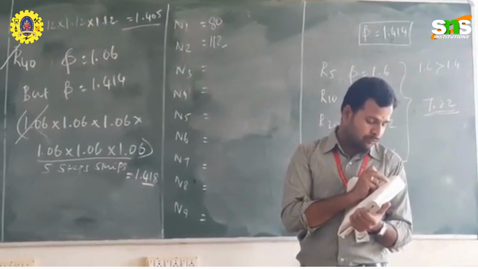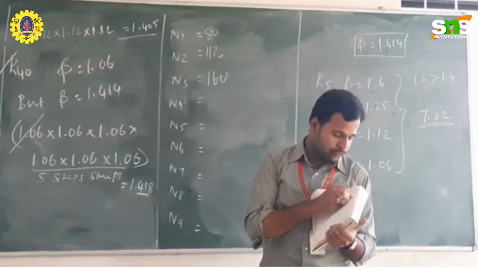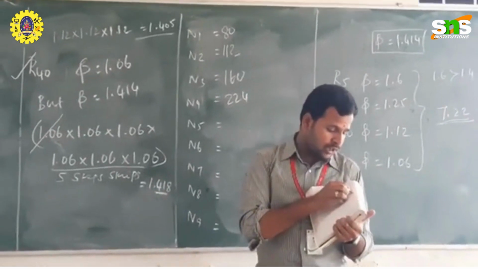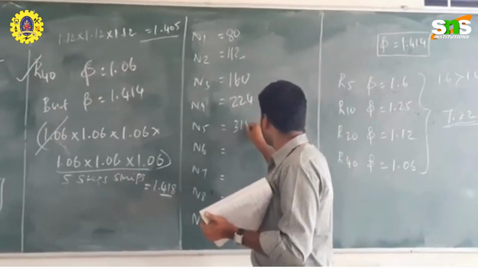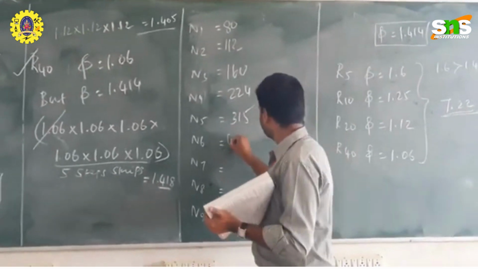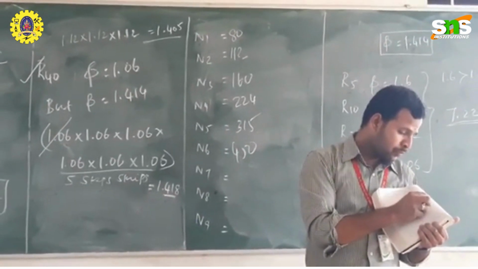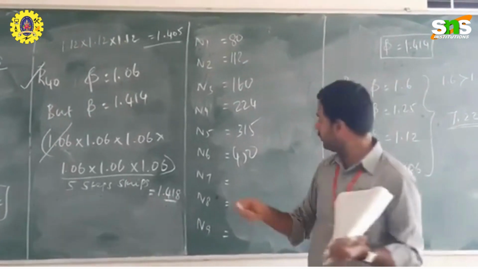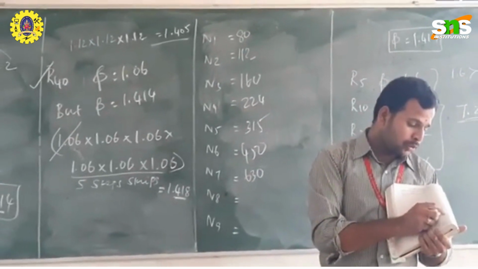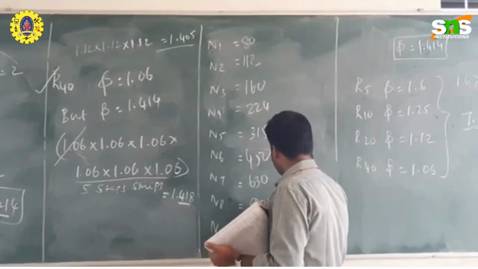So 1, 2, 3, 4, 5, so 160. Remaining 1, 2, 3, 4, 5, so 224. 1, 2, 3, 4, 5, so 315. And the next one, 1, 2, 3, 4, 5, so 450. And the next one, 1, 2, 3, 4, 5, so 630. Next becomes 1, 2, 3, 4, 5, so exactly 900.